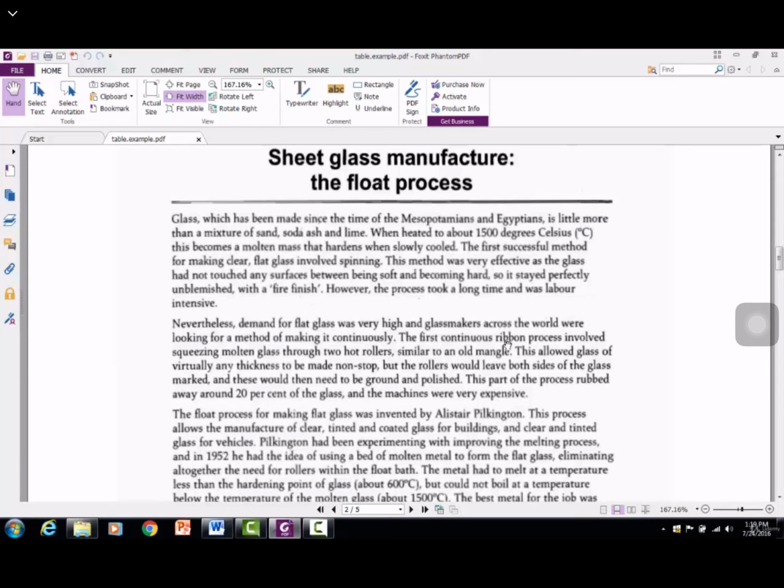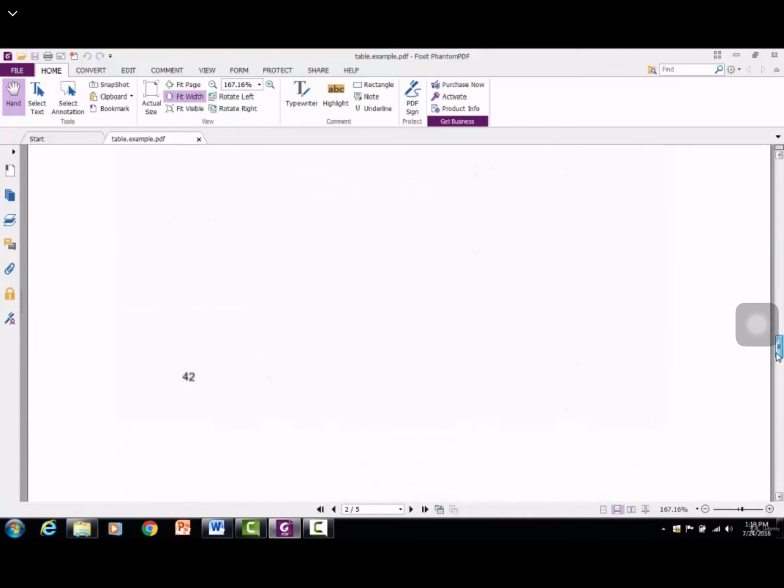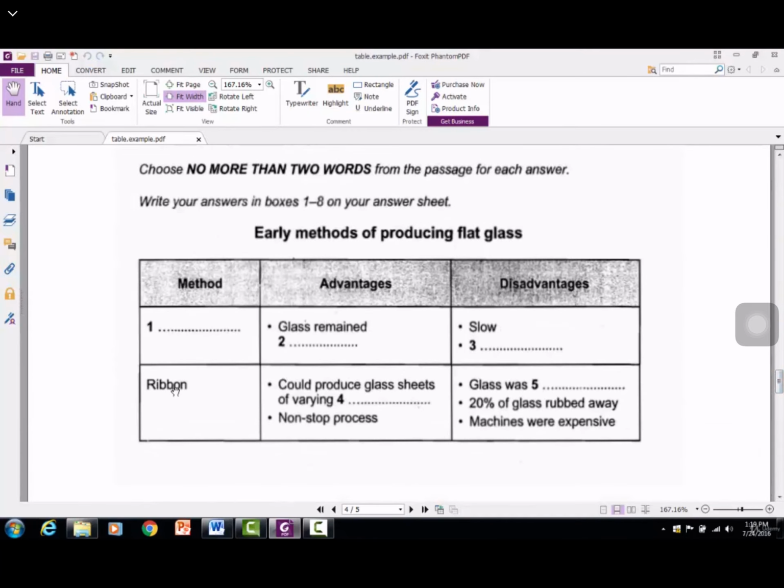Here it is right here. Ribbon. The first continuous, now remember, if you don't remember, some of you guys have good memory, some of you don't. There's the word ribbon, and for number 4, it says could produce glass sheets of varying. So for number 4, I'm looking for a word that means the same as varying, right? If I find the word that means the same as varying, then I'll know the answer for number 4 automatically because it's connected.